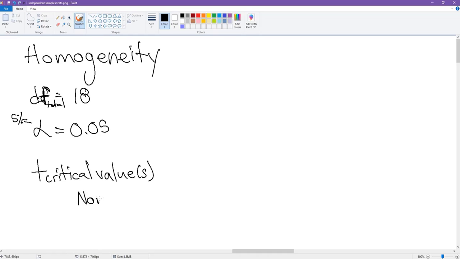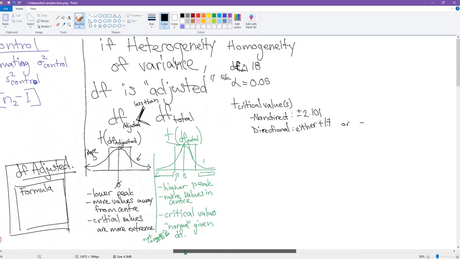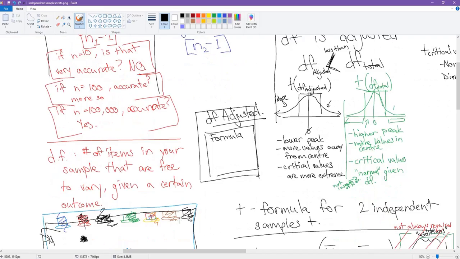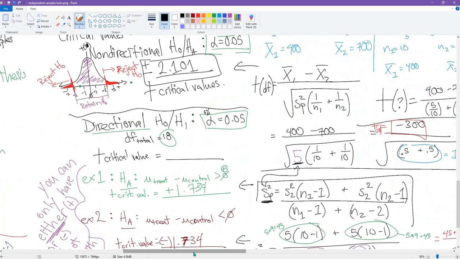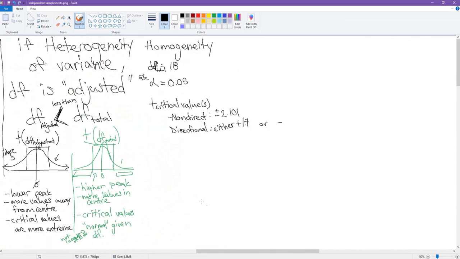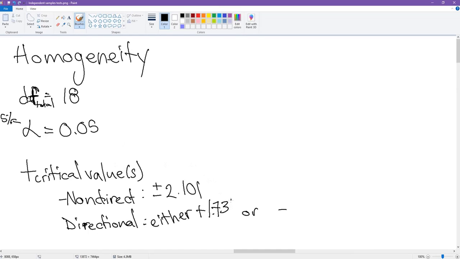So, if we had a non-directional, we had positive and negative 2.101. If we had directional, we had either a positive or a negative 1.7, and then I forgot the rest of the numbers. Let me go look. Where is my degrees of freedom? Here, perfect. At 1.734. For somebody that doesn't have a short-term memory, I'd consider most of that a win. 1.734, I nearly forgot what it was. So it's either positive or negative, but not both.